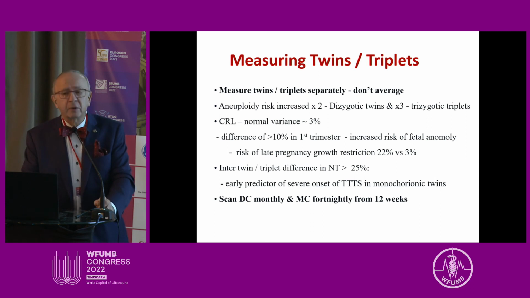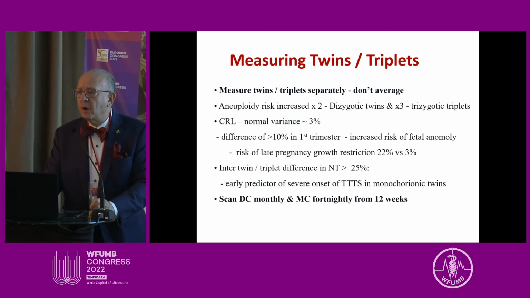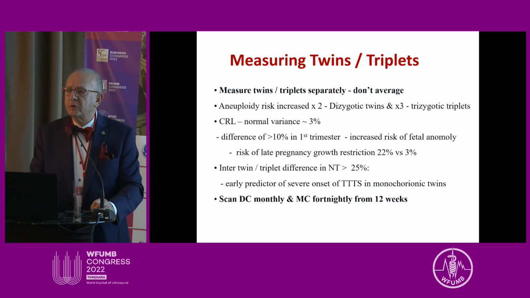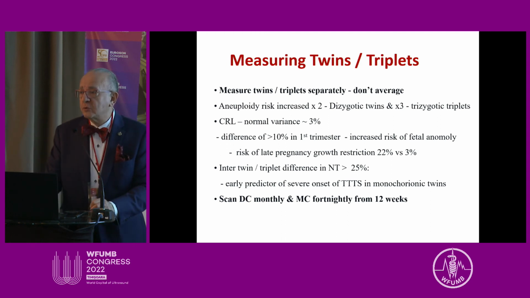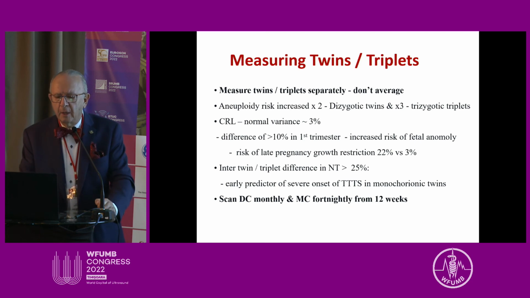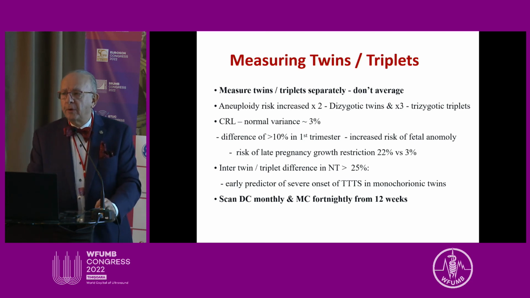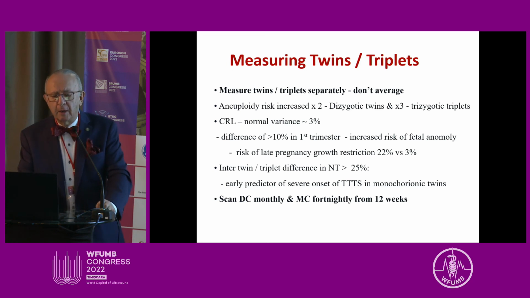We don't average. So if one is appropriate for 20 weeks and the other one is appropriate for 18 weeks, we're not going to call this pregnancy 19 weeks. We'll call it 20 weeks with a smaller fetus. The aneuploidy risk is increased. The crown-rump length, there can be 3 to 5% difference between the two, and that's not pathological.